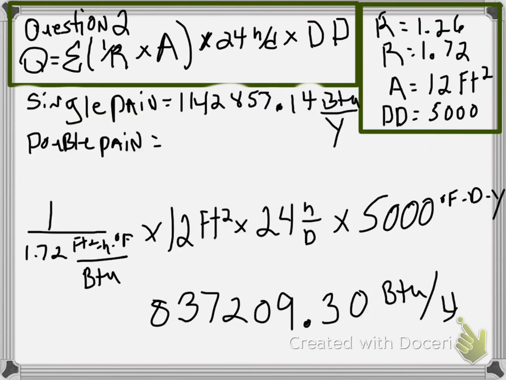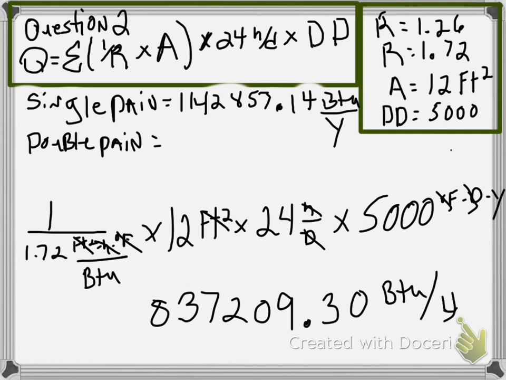Alright, so laying out this next part to the question, I have 1 divided by 1.72, and I'm going to take care of the units first. So feet squared crosses out, hours crosses out, degrees Fahrenheit crosses out, and days and days crosses out, and I'm going to get BTUs in a year. And so I do 1 divided by 1.72, that times 12 times 24 times 5,000, and I end up getting 837,209.3, and that's BTUs in a year.